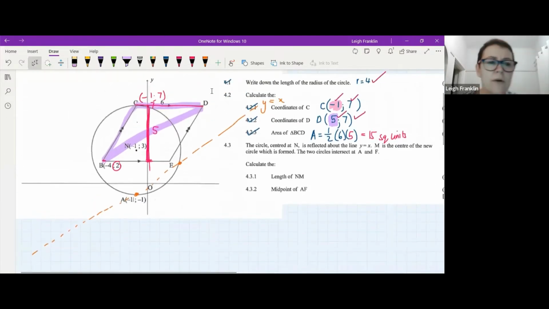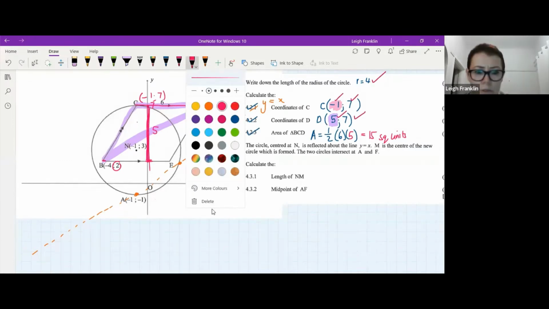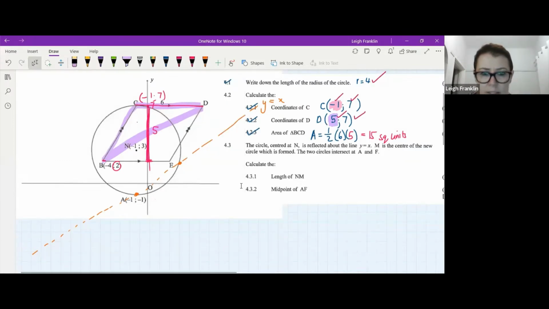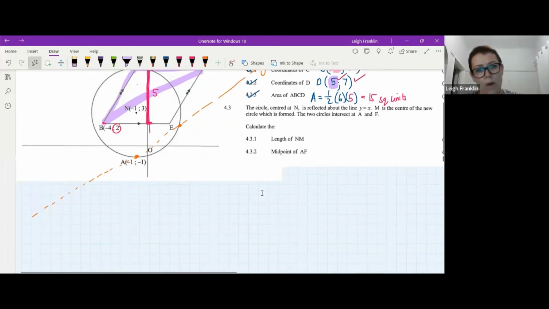Okay, so our new circle is somewhere over here. Does that make sense to you guys? So it's been reflected over the line y equals x, and that's where our new circle is lying.